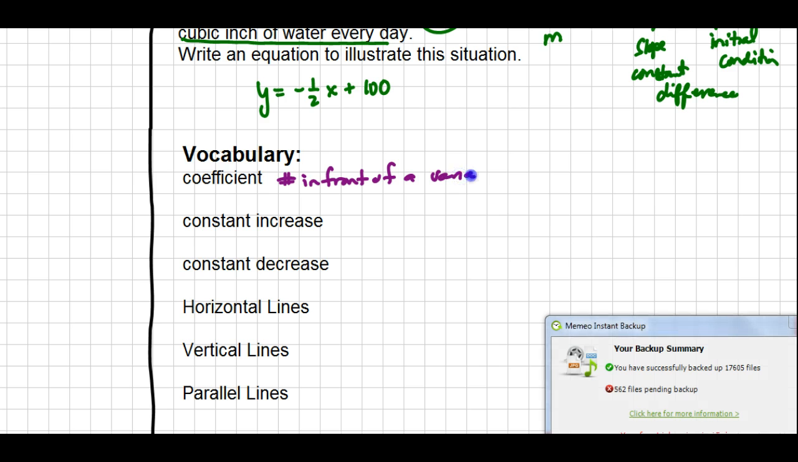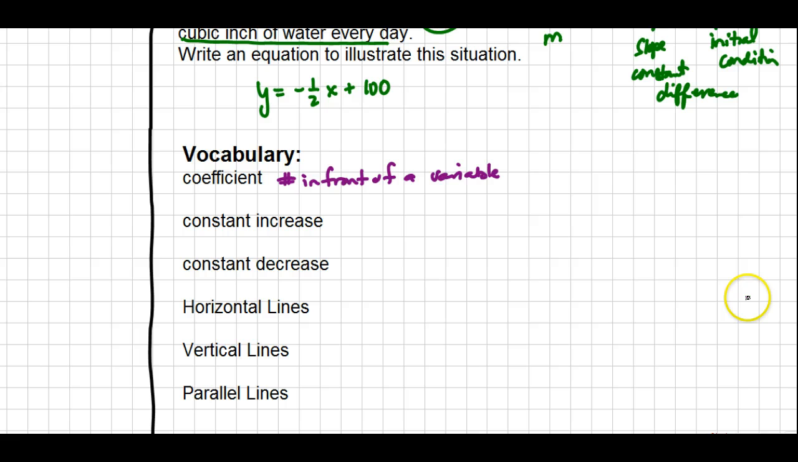I think it is mentioned in this lesson in particular because the slope is typically the coefficient on the x value. So typically the m is considered a coefficient. Keep in mind that all variables have a coefficient, even if it's not listed. If you look at the equation up above here, there is no coefficient listed next to the y, but we know that there is at least one y sitting there, so that one has a coefficient of 1. The x here has a coefficient of -1/2, because that's the number in front of the variable.